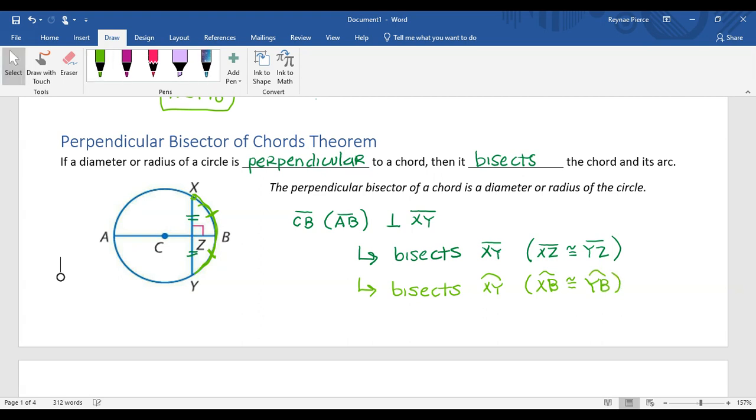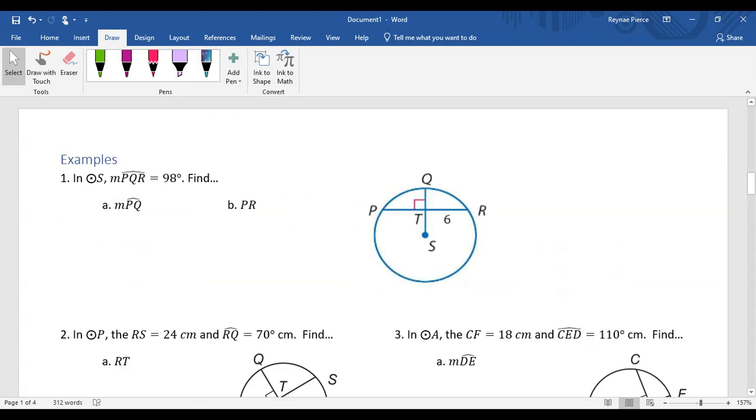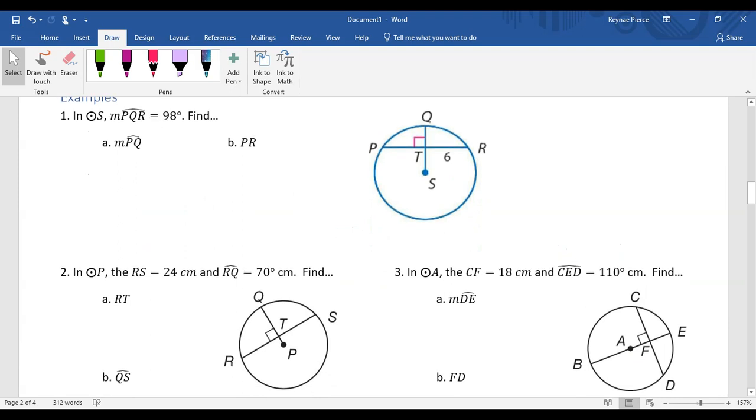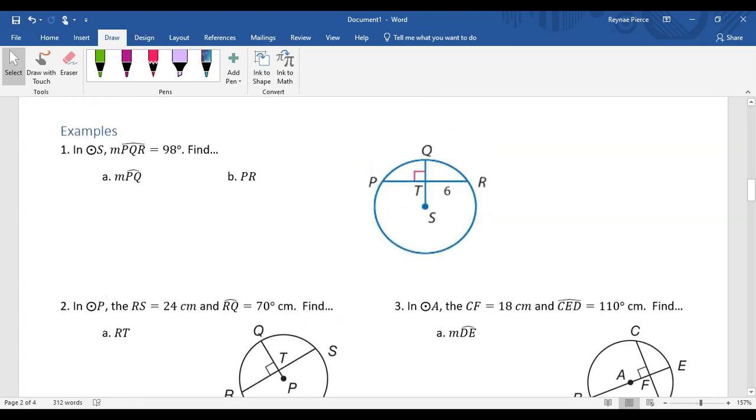So moving on to examples. We'll do example 1 together, and I want you to try 2 and 3 on your own. We can talk about it in class if you have any questions. All right, so arc PQR, this little portion of the circle, is 98 degrees.